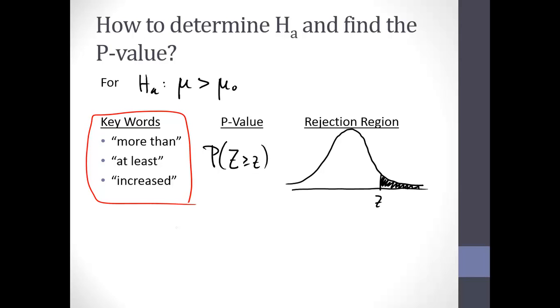So then remember the test statistic: z equals x bar minus mu 0, divided by sigma over square root of n. To find your p-value, you're going to find the probability that the standard normal distribution is bigger than whatever z value you find. So the rejection region, what's going to allow us to reject the null hypothesis, is when our test statistic is really big.